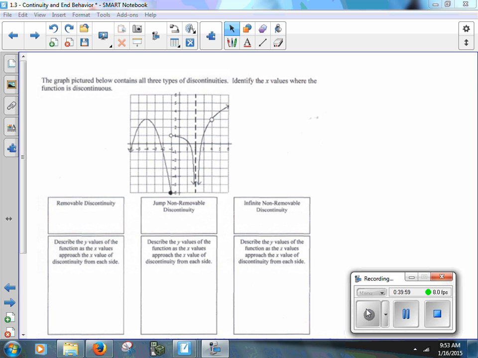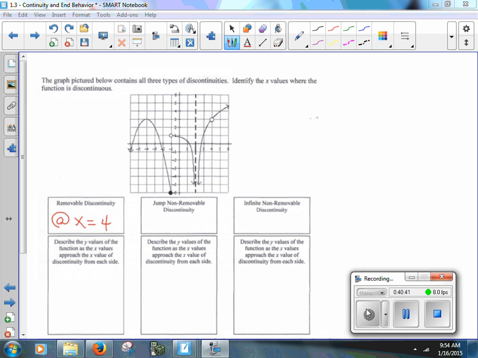So, where does it have removable discontinuity? Where does it have jump discontinuity? And where does it have infinite discontinuity? Removable, 4. For removable? How come? What was your visual cue? The circle. There's a piece of the function that's been removed. It's like it took a hole puncher, didn't it? Like it's been punched out of there.